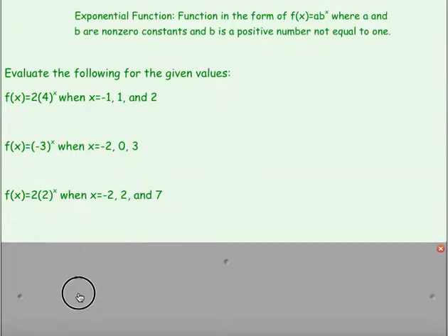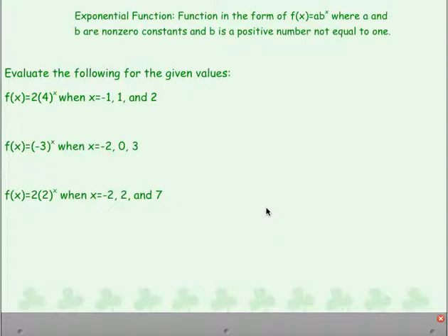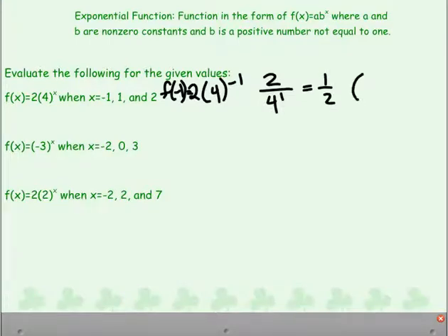Evaluate for the given value, so let's try it again really quick. I'll just do 1 or 2 of these. Now we do have an a value that we can see in this next one. F of x equals 2 times 4 to the x power. If I plug in -1, 1, and 2, f of -1 is equal to 2 times 4 to the -1st power. Only the 4 has the -1st power, so I can put it as 2 over 4 to the 1st power. I just moved it to the denominator, which really is 1/2. So I have a point at -1, 1/2.